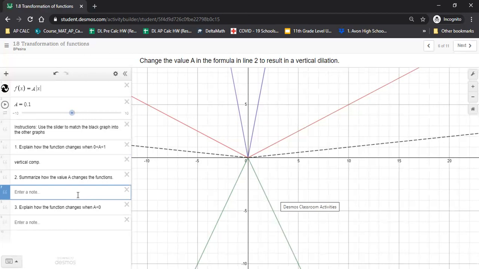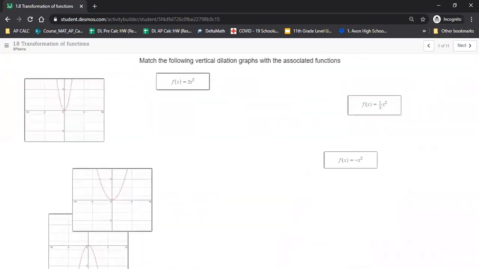So the next one says, how does this change the function? Well, as we just said, if A is bigger than 1, then it's a vertical stretch, okay? And if it is less than 0, it is a reflection over the x-axis, okay?